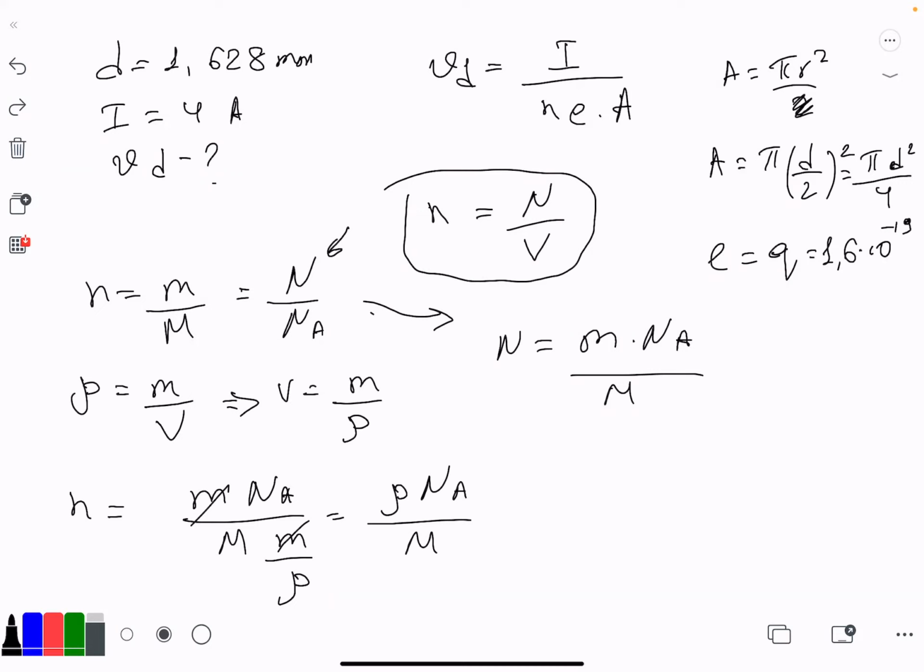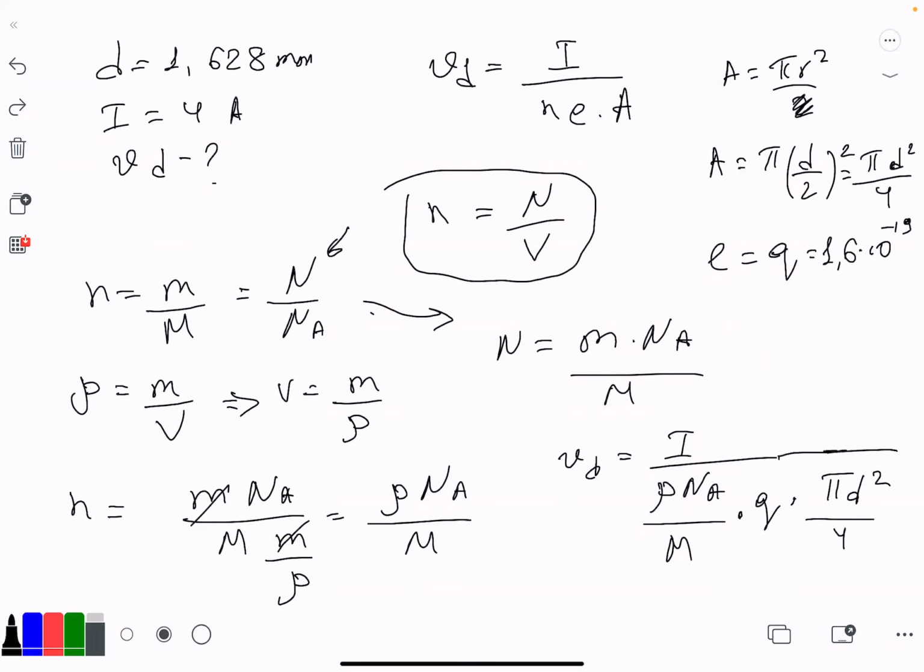So finally, we can bring everything here. So the drift velocity V is equal to the current, N will be rho Na divided by molar mass, multiplied by the charge E or Q, multiplied by the area, which will be pi D squared over 4. Okay. Now you have to plug in the numbers and get the value.